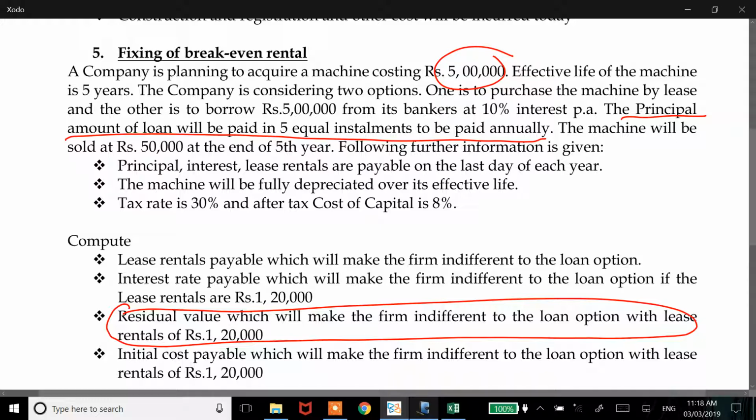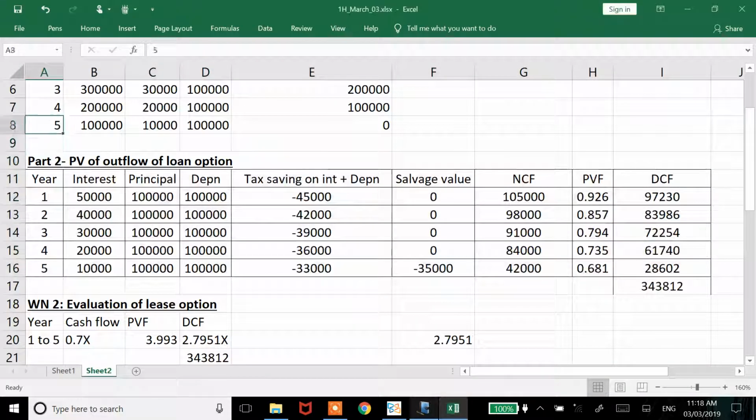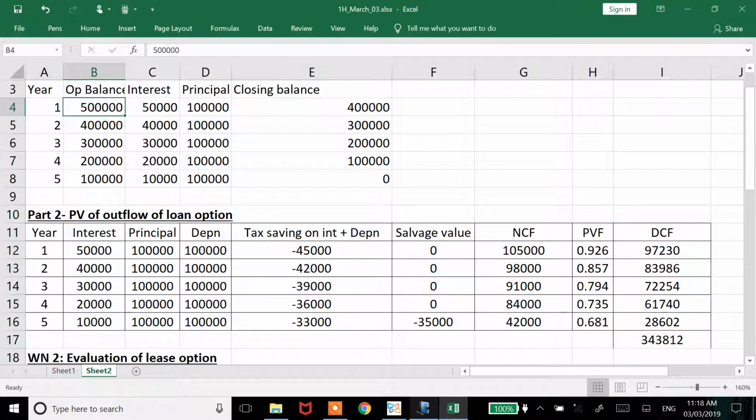Now my cost of asset is X rupees. They said initial cost payable which will make the firm indifferent. Now this will be X rupees. Interest will be 10% of X. Repayment will be 0.2x, 1 by 5. And closing balance is 0.8x. Interest will be 10% of 0.8x. So I'll directly do this.